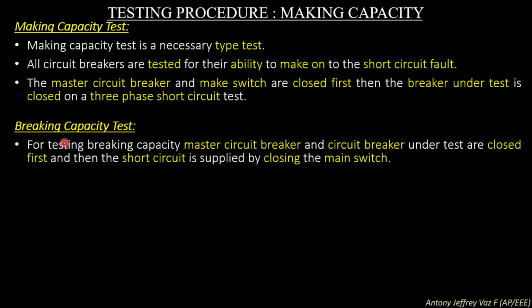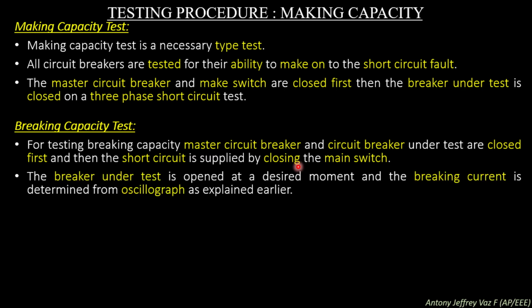Breaking capacity test. For testing breaking capacity, the master circuit breaker and circuit breaker under test are closed first, then the short circuit is applied by closing the main contacts. The breaker under test is opened at a desired moment and the breaking current is determined from the oscillograph as explained earlier. So while conducting the breaking test, the test parameters are observed from the oscillograph.